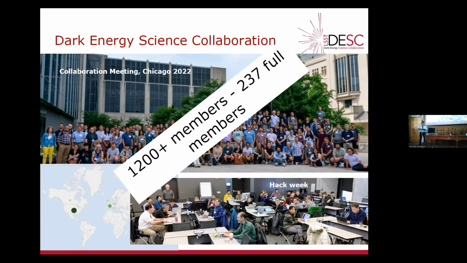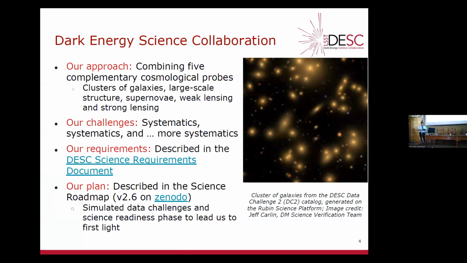DESC has 1,200 members, including 237 full members. The approach is to combine the five complementary cosmological probes, which are clusters of galaxies, large-scale structure, supernovae, weak lensing, and strong lensing. Of course, the challenge is to reduce the systematics and to understand the remaining ones.